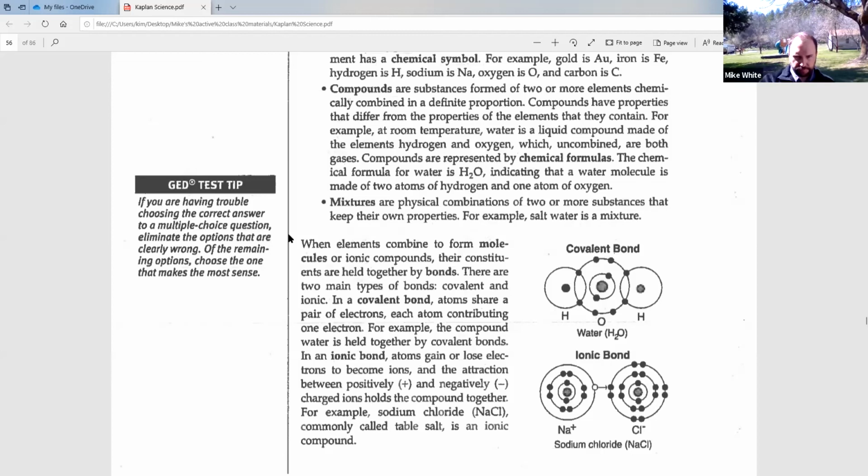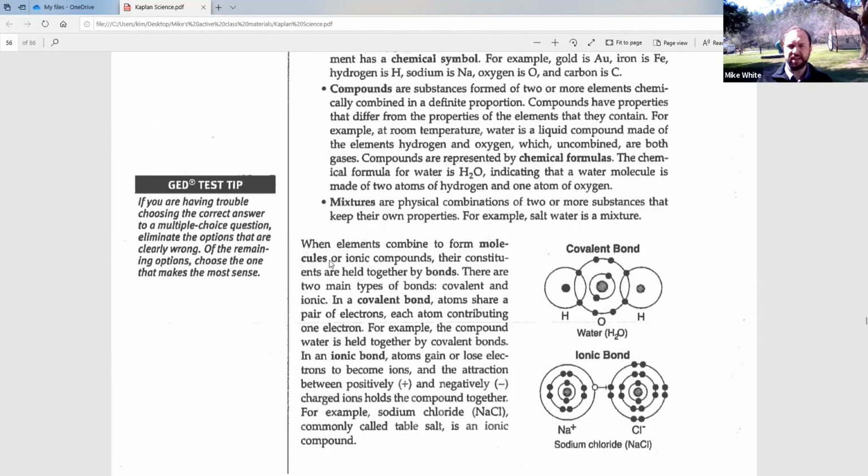So without going into too much more detail, let's just talk about what bonds are in general, okay? So when elements combine to form molecules, down here we have water, and down here we have salt, or sodium chloride, right? So those are 2 examples of bonds. The bonds are the actual holding together of the two elements, or the multiple elements, right? And so there are two types, covalent and ionic.